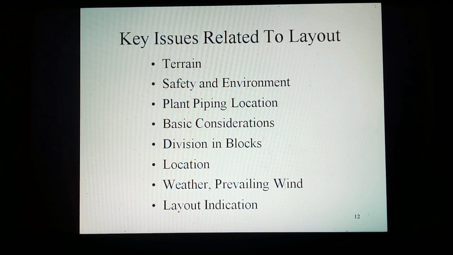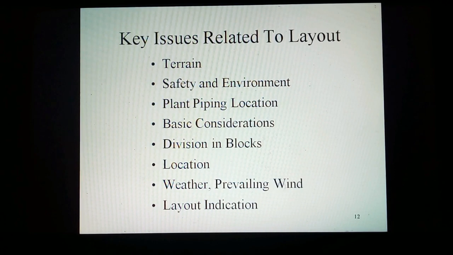Some key issues related to layout are terrain, safety and environment, plant piping location, basic considerations, division in blocks, location, weather, prevailing wind, layout indication.